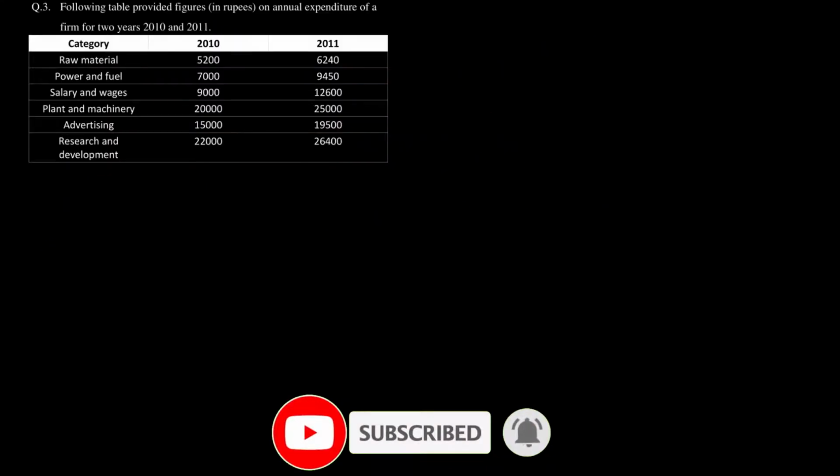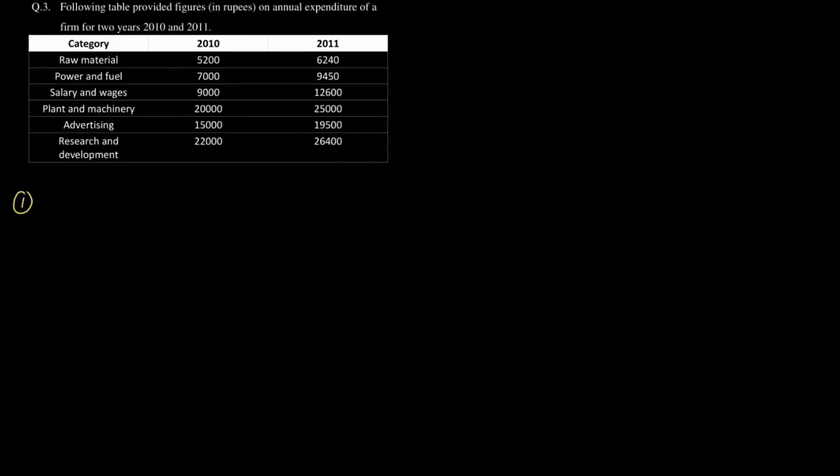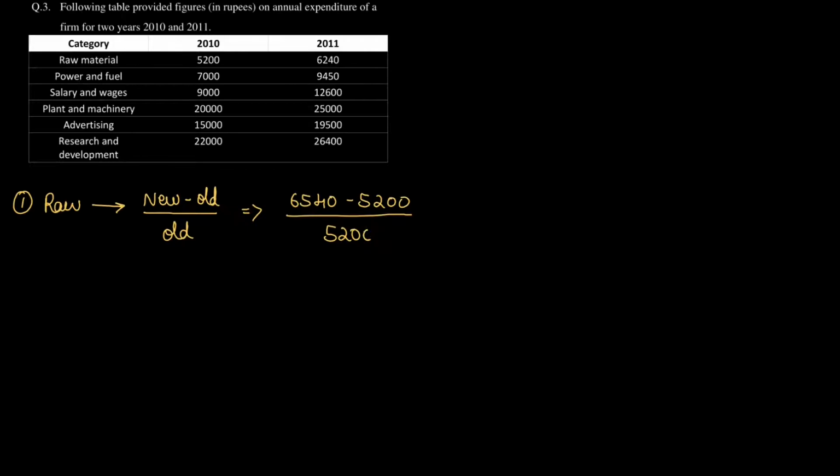Now coming to the question, we will mark 1 as raw material. I will write raw and the formula. First I will use the first formula, that is new value minus old value, and we have to always divide by old, not new. Keep in mind that old is 5200, don't take it as 6540. The answer is 0.2, or in percentage we can write it as 20%.